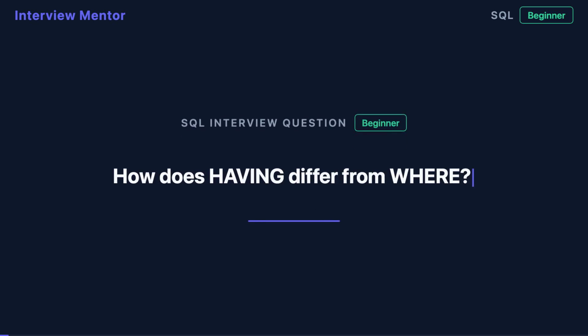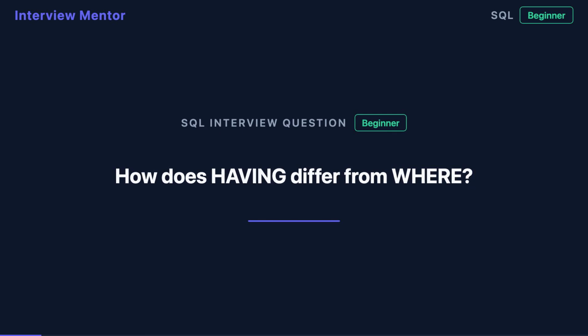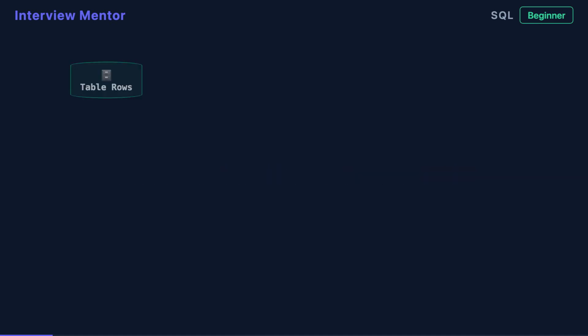Ever tried to use WHERE with COUNT or SUM and got an error? That's because you needed HAVING instead. Let's clear up this confusion. The key difference is timing.